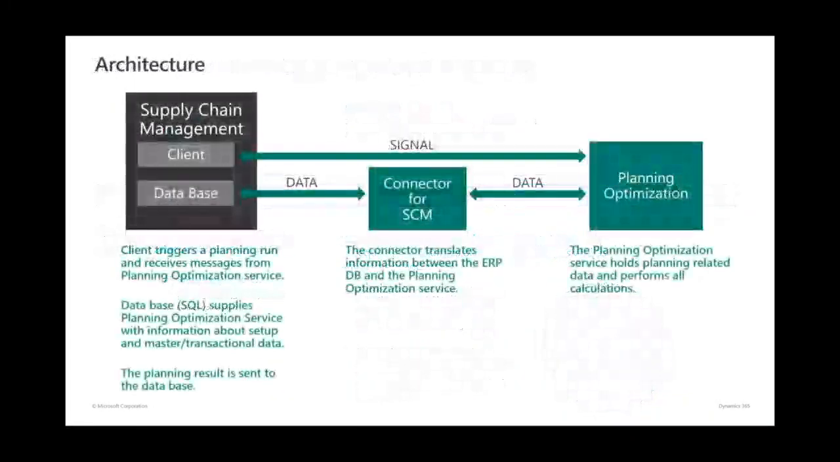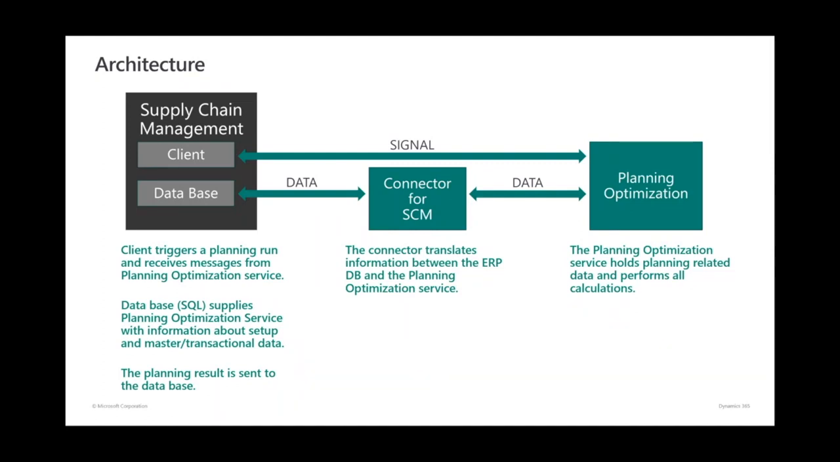Let's talk about the architecture. The architecture is that you have supply chain management in place, so that you can trigger the planning run from the client, and the client receives signals back from the service. The client here is the browser you're using, I mean, the browser of choice. Then we have the database, we have the connector, and we have the planning service itself.